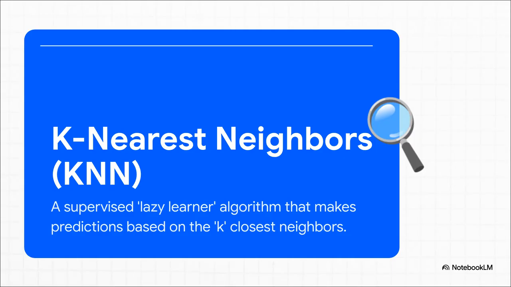Okay, so the official name is K-nearest neighbors, or KNN for short. Now, you'll hear it called a supervised algorithm. All that means is we have to give it a bunch of examples that are already labeled, so it knows what it's looking at.